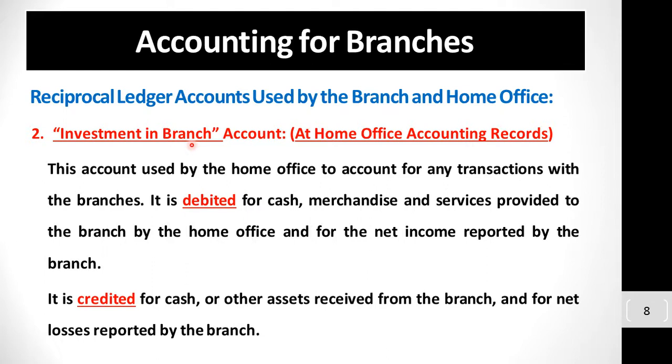Why? So the home office can record all cash, merchandise, or any services sent to its branch, and record all cash, merchandise, or services sent from the branch to the home office. So this account is used by the home office. It is debited for cash, merchandise, and services provided to the branch, and it is credited for cash and other assets received from the branch by the head office.